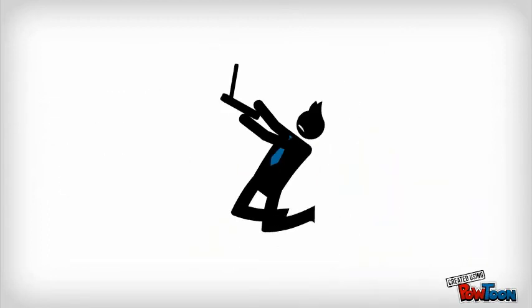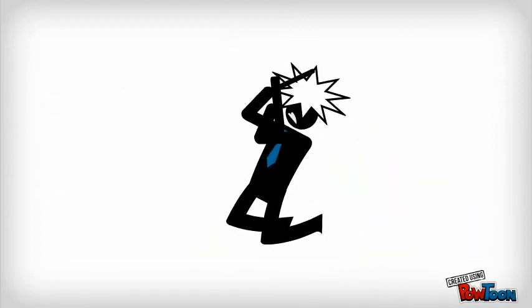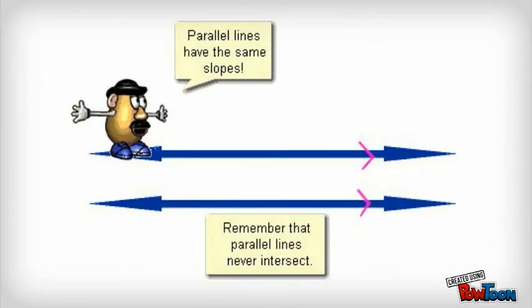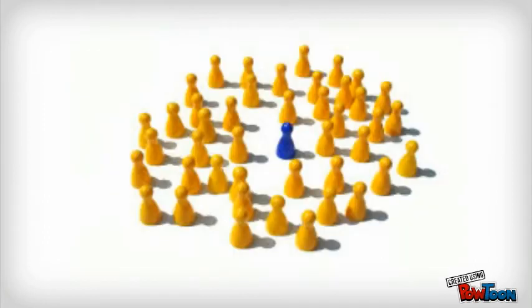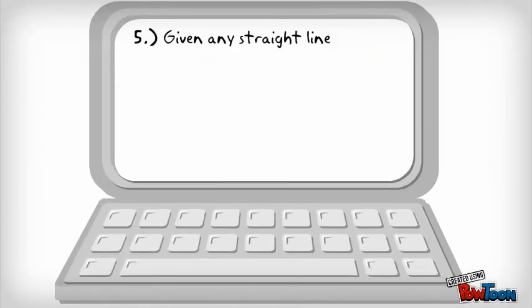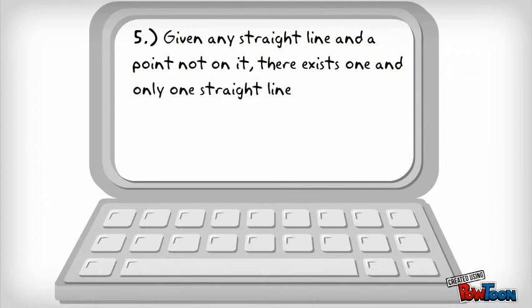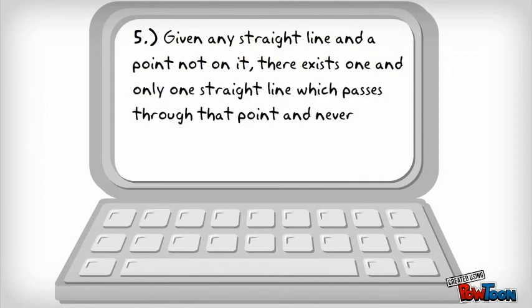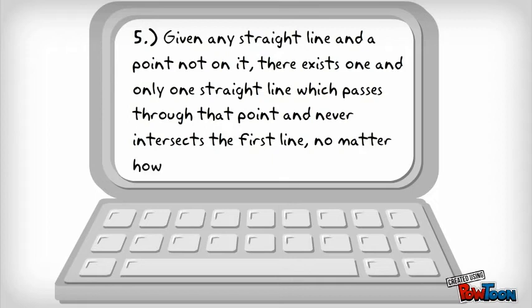But how do we organize all this mess? Euclid actually had another 5th postulate. This golden postulate is called the parallel postulate, and it became the essential difference between Euclidean and non-Euclidean geometry. It states that given any straight line and a point not on it, there exists one and only one straight line which passes through that point and never intersects the first line, no matter how far they are extended.